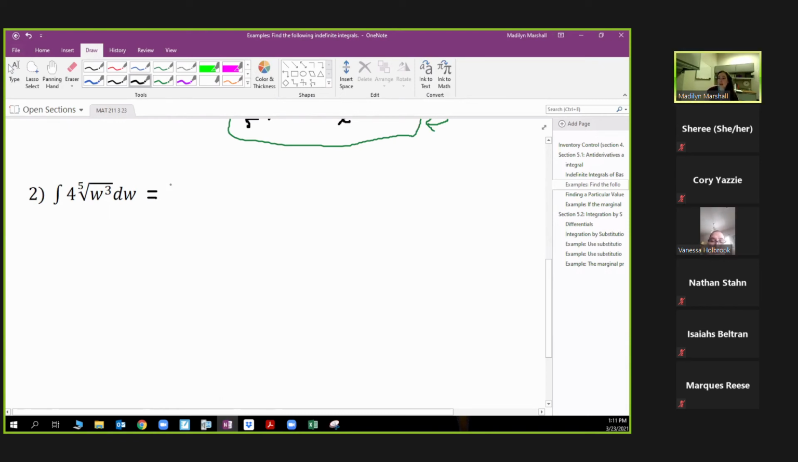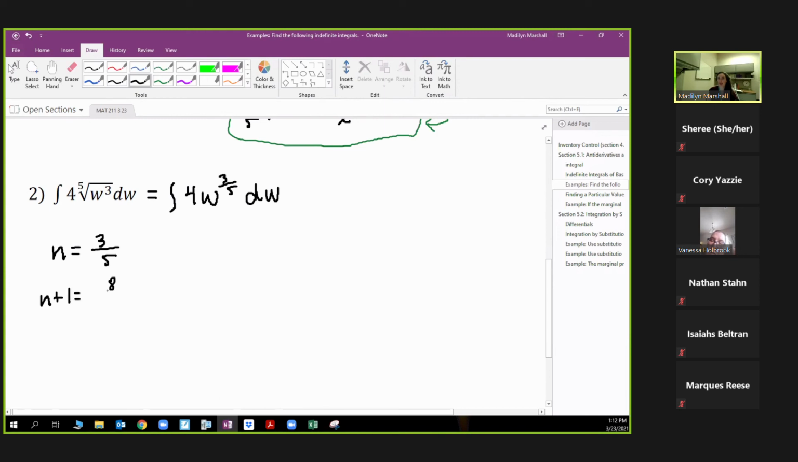So we need to rewrite this so that it's in the format for our rule. So we have that 4 and we have the 5th root of w cubed. So it'd be 4w to the 3/5. Right, exactly. So that 5th root gives us the denominator of our exponent, and then the cube stays as it is. So our n in this case is 3/5.